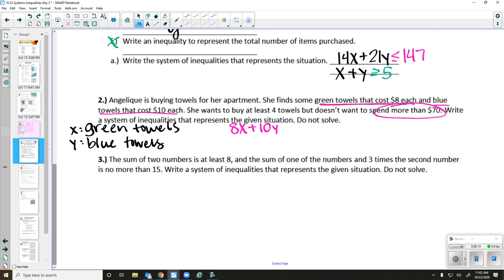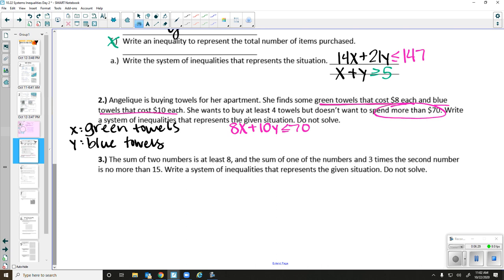Spending no more than $70. What is the inequality for no more than 70? Less than or equal to 70. Good. That was our first inequality for the system.